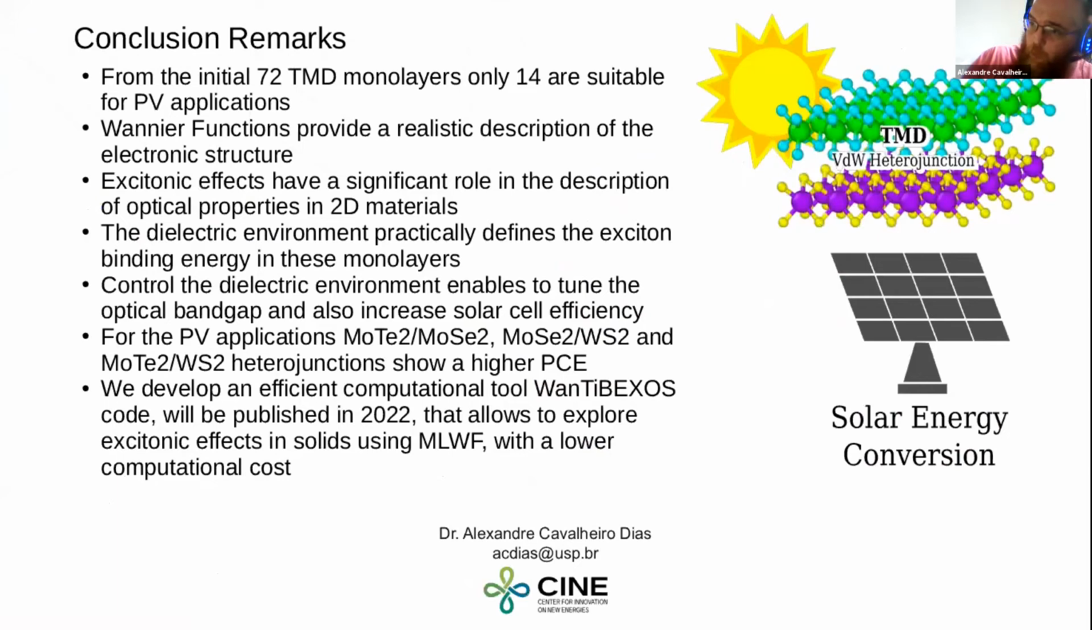So what we can conclude from this presentation: we start with a large group of monolayers, but only a few, 14, are suitable for photovoltaic applications. Our description using Wannier functions is quite good when compared with DFT results. The excitonic effects are important in these systems, and you can modulate the exciton binding energy by controlling the dielectric environment. So basically, if you control the dielectric environment, you can control everything about this material. This is important because you can enhance the power conversion efficiency of those heterojunctions.